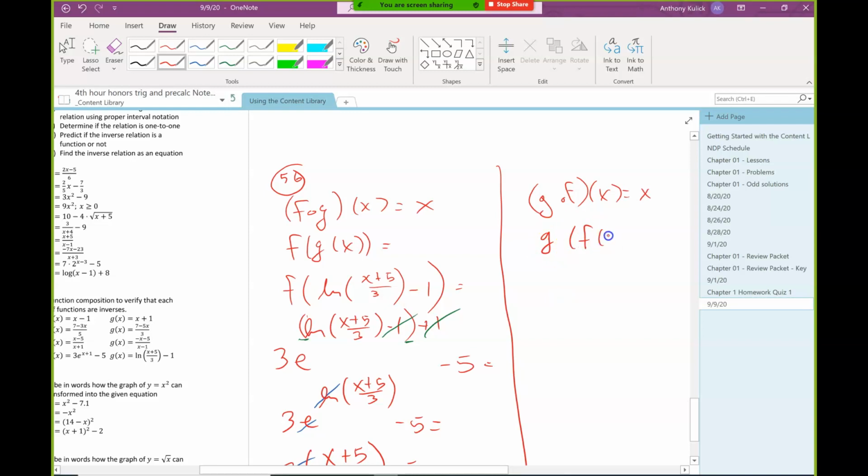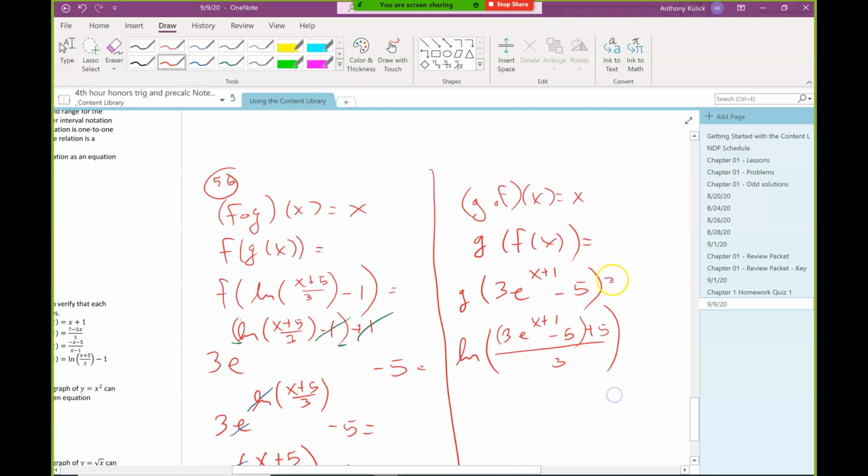So this is g of f of x. And then we plug in our value for f of x, 3e to the x plus 1 minus 5. And I'm going to plug that into g. So I'm going to have the natural log of 3e to the x plus 1 minus 5, plus 5, all divided by 3, minus 1.